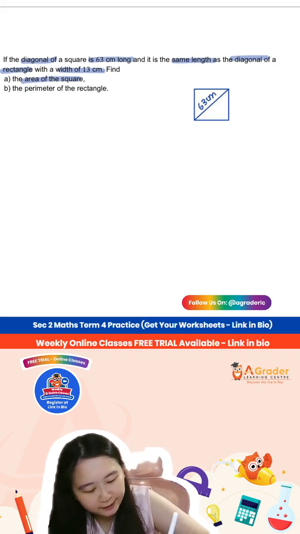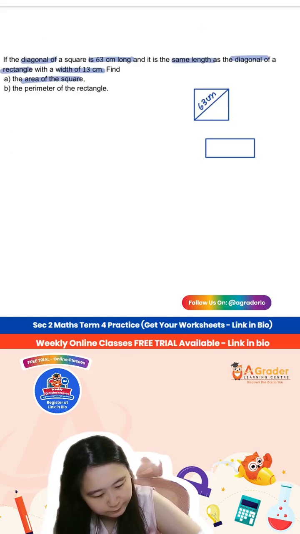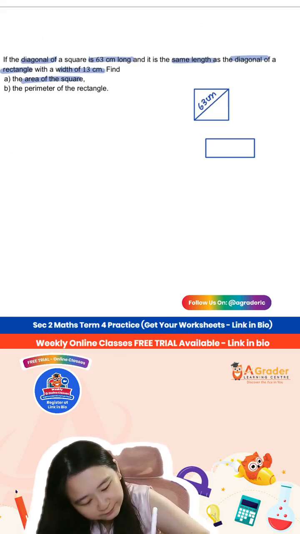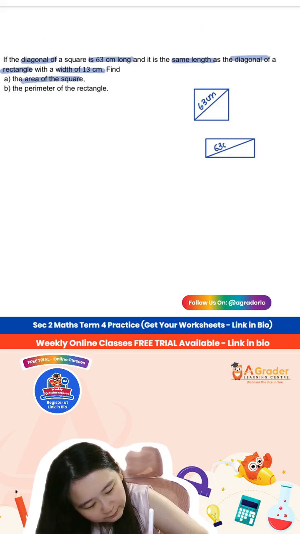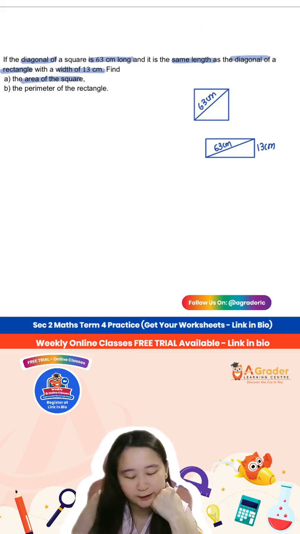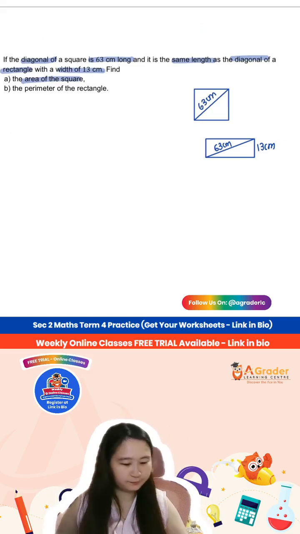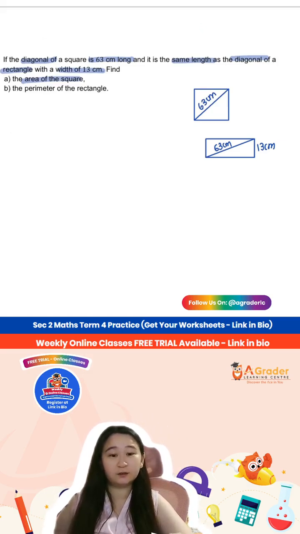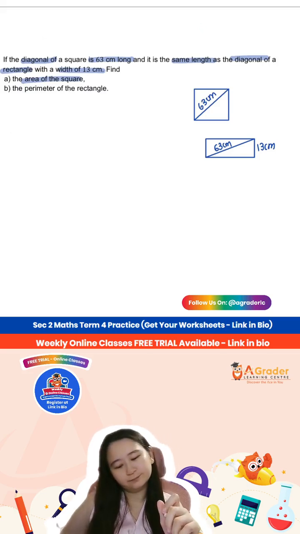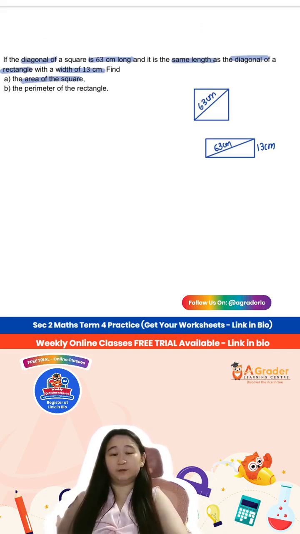The other one is a rectangle. Then they have the same length of the diagonals. And we also know that the width is 13 cm for this rectangle. Okay? So whenever there is a right angle triangle, the first thing that comes to your mind should be Pythagoras theorem. So try to make use of the Pythagoras theorem and solve this question. Find the area of the square first. So you can find the length of the square to find the area of the square.